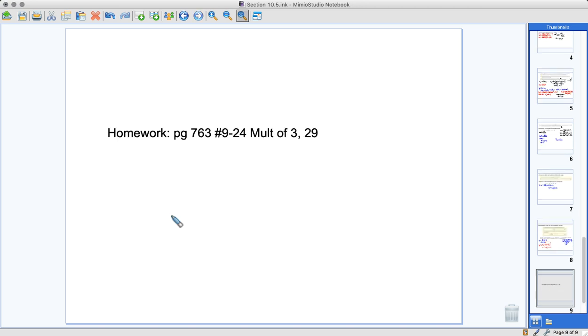All right, so homework for this is 9, 14, 20, and 29. Okay, so this is the last lesson for chapter 10. So we're going to be moving on to review and then test.